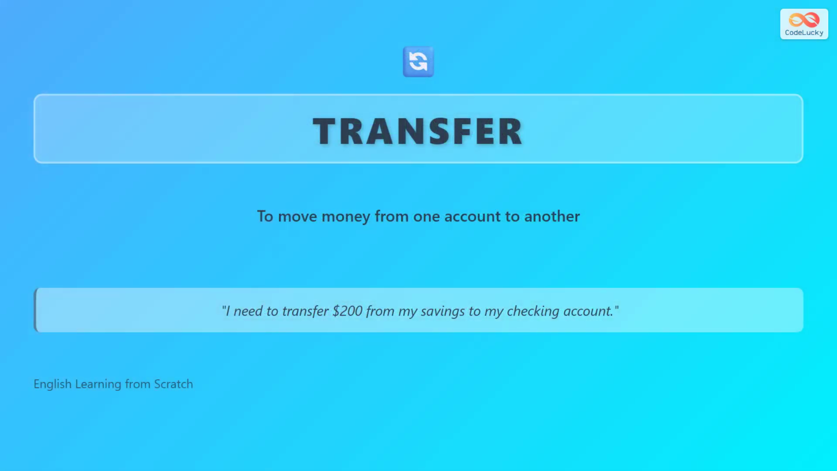Transfer means to move money from one account to another. You can transfer between your own accounts or send money to someone else. When I need to transfer $200 from my savings to my checking account, it means moving money between 2 different accounts I own.